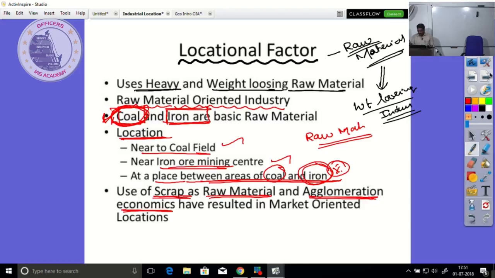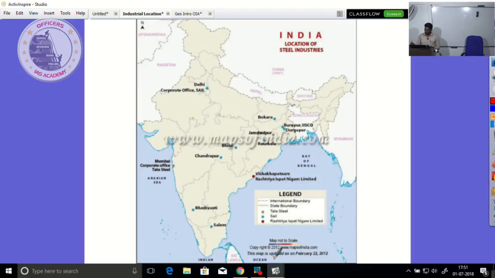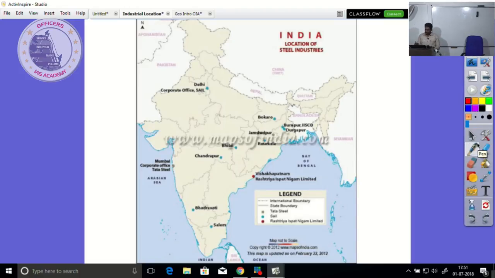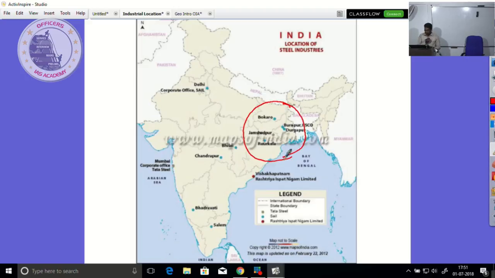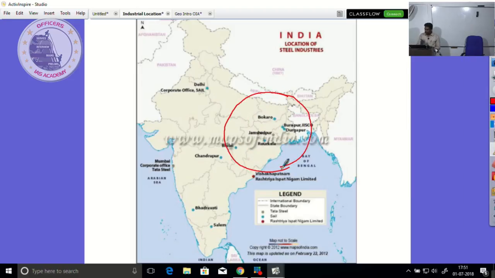If that is the case, when I talk about such locations where both iron as well as coal are available, primarily we are concentrated in this belt. We are concentrated in this belt. You can enlarge the circle also. This is the place where we are concentrated primarily.